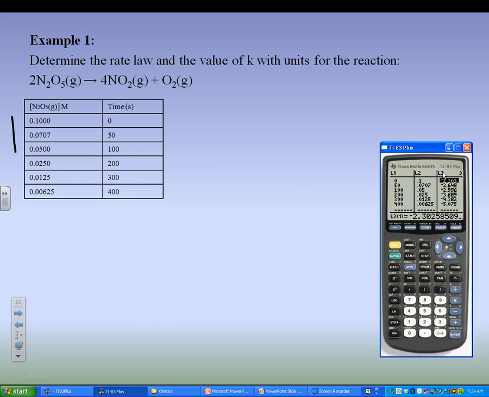Okay, now I got to do the same thing for L4, but in L4 I'm going to enter 1 over L2, enter, and now I got some data. Okay, so now I can go to quit.